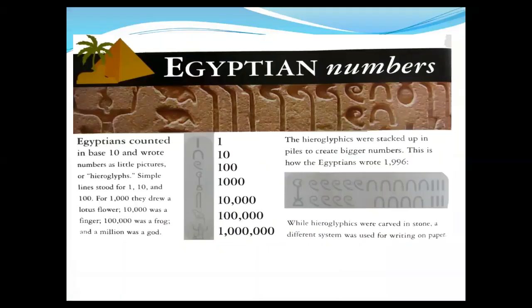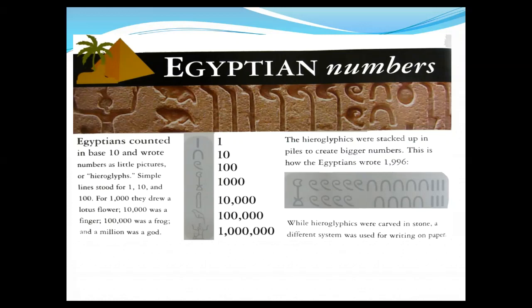And this is how Egyptian numbers are written. It is actually base 10. This is the symbol for 1, for 10, for 100, for 1,000, for 10,000, 100,000, and a million. The number of these symbols will determine the number of thousands, the number of hundreds, and others. For example, we have 1,996.